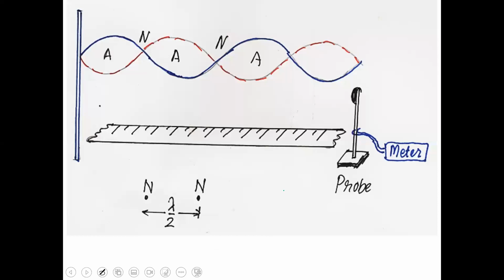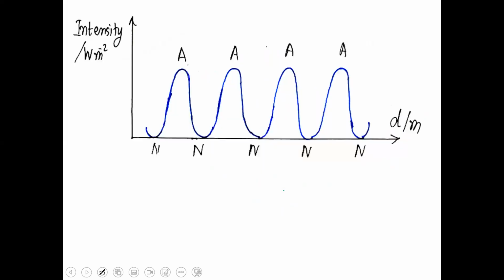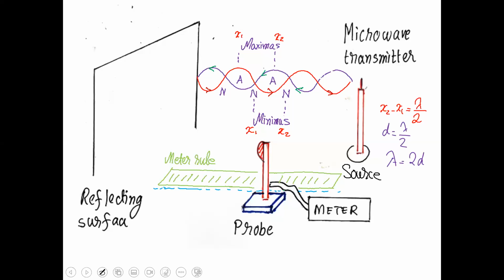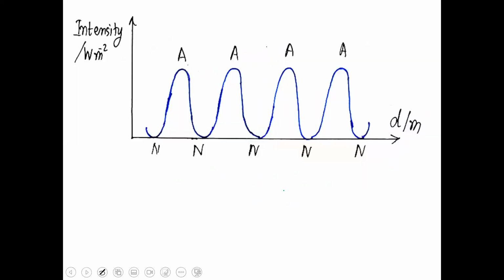This is the fundamental apparatus, and you will move the probe along with the meter rule. Separation between two successive nodes is lambda by 2. Now, you will notice that the intensity will move like this. Intensity will be minimum, it will go maximum, it will go minimum, it will go maximum, like this. So intensity will move like this. You have to copy this.